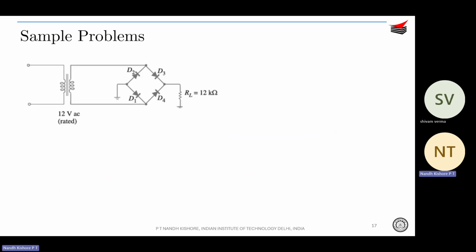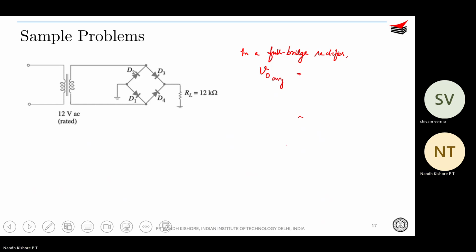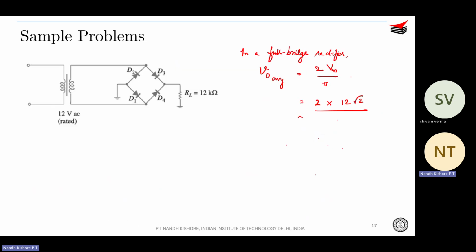So in a full bridge rectifier, what is the average output voltage, V naught average? Do you know? It is 2 Vm by pi, where Vm is the peak voltage, V max. 2 into 12 is the RMS, therefore 2 into 12 root 2 by pi.